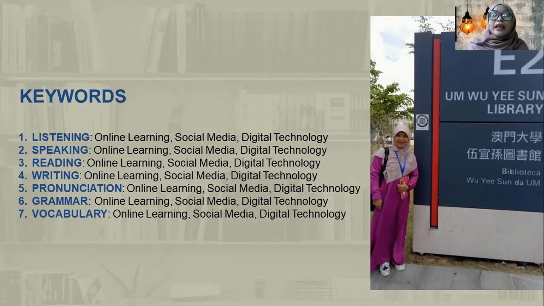But remember again, there are sub keywords. Out of the 7 main keywords, there are 3 sub keywords. The first one is online learning, the second is social media, and the third is digital technology. So when you are in a group of listening, for example, you have to follow this. For example, you type in Taylor and Francis Online, type the listening there.